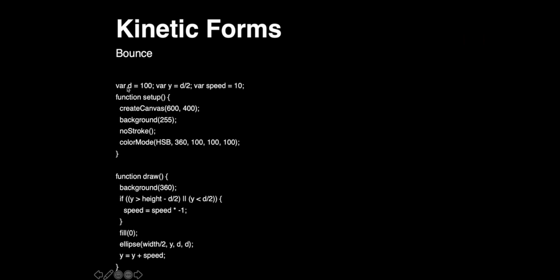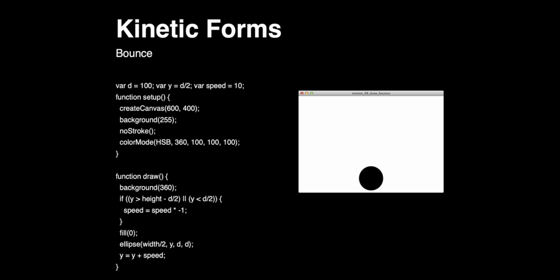So we're basically going to create our variables at the top. D is the diameter of the ellipse. Y is going to be d divided by 2. And then we're going to have a speed, and let's set that equal to 10. Again, the setup is going to be the same. The only thing that we're going to change is the stuff in draw. So it should look something like that, where it's coming from the top down, bouncing, and then coming back up, and then bouncing from the top. So it's going to bounce back and forth, up and down.